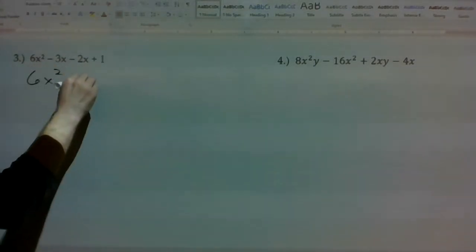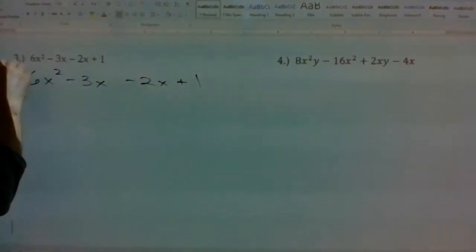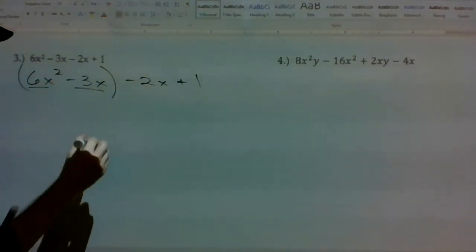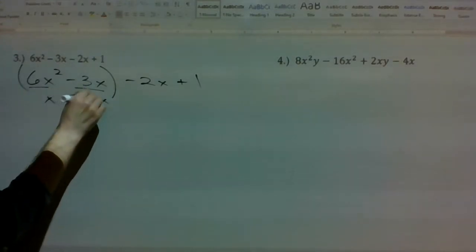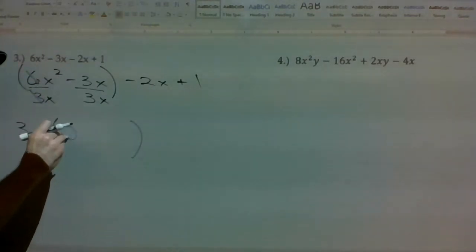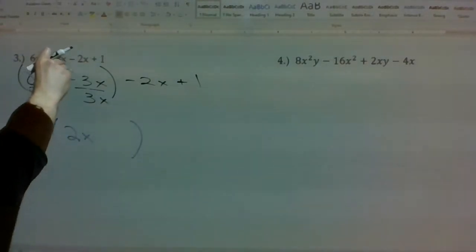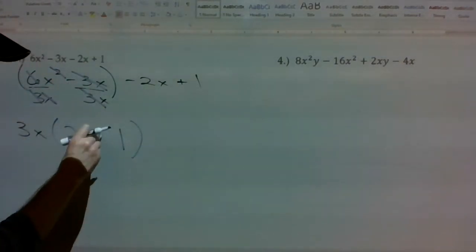So 6x squared minus 3x minus 2x plus 1. If we group the first two together, we can divide out both an x and a 3. So the 3x goes on the outside. Inside parentheses, you're left with 6 divided by 3 is 2. X squared divided by x is 1x. 3x divided by 3x is 1. There's only one negative, so it's going to stay negative.